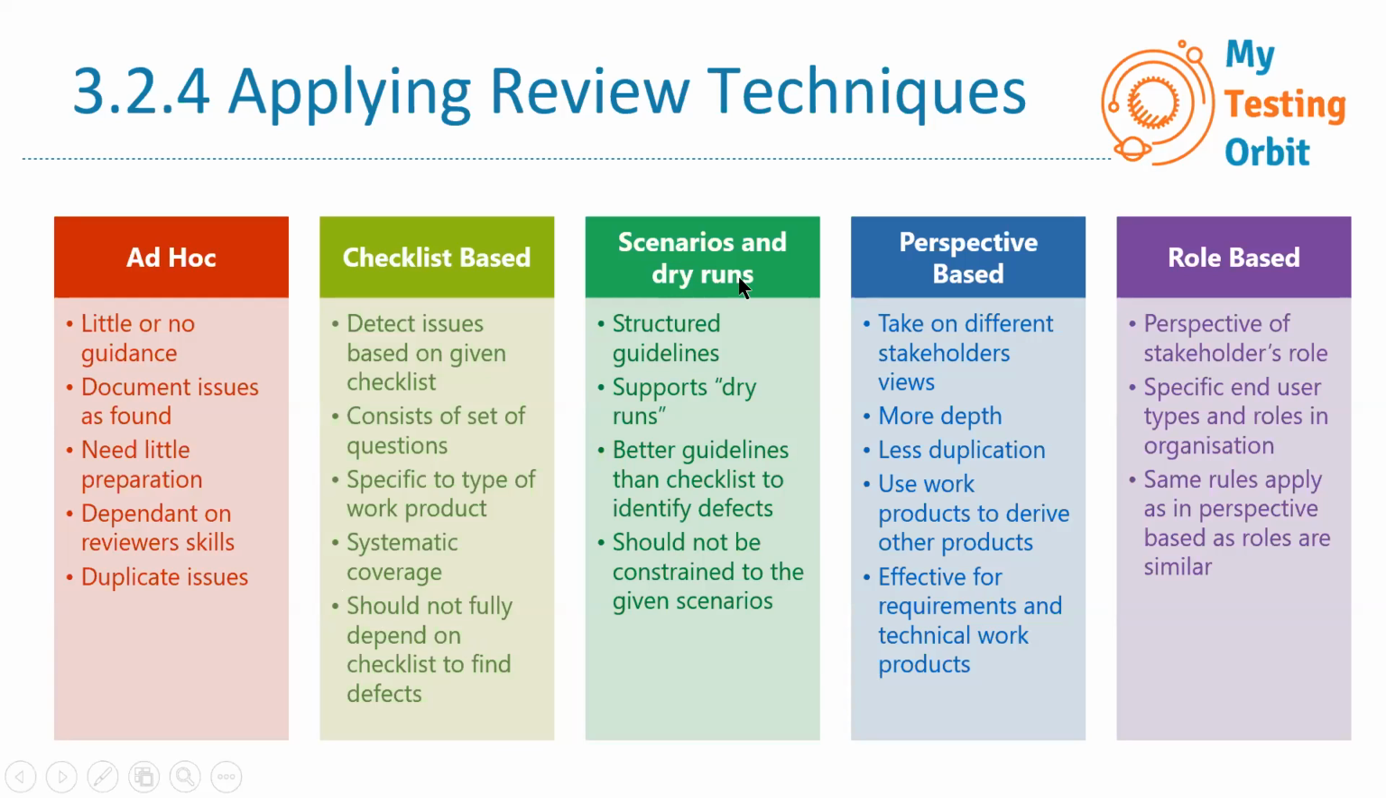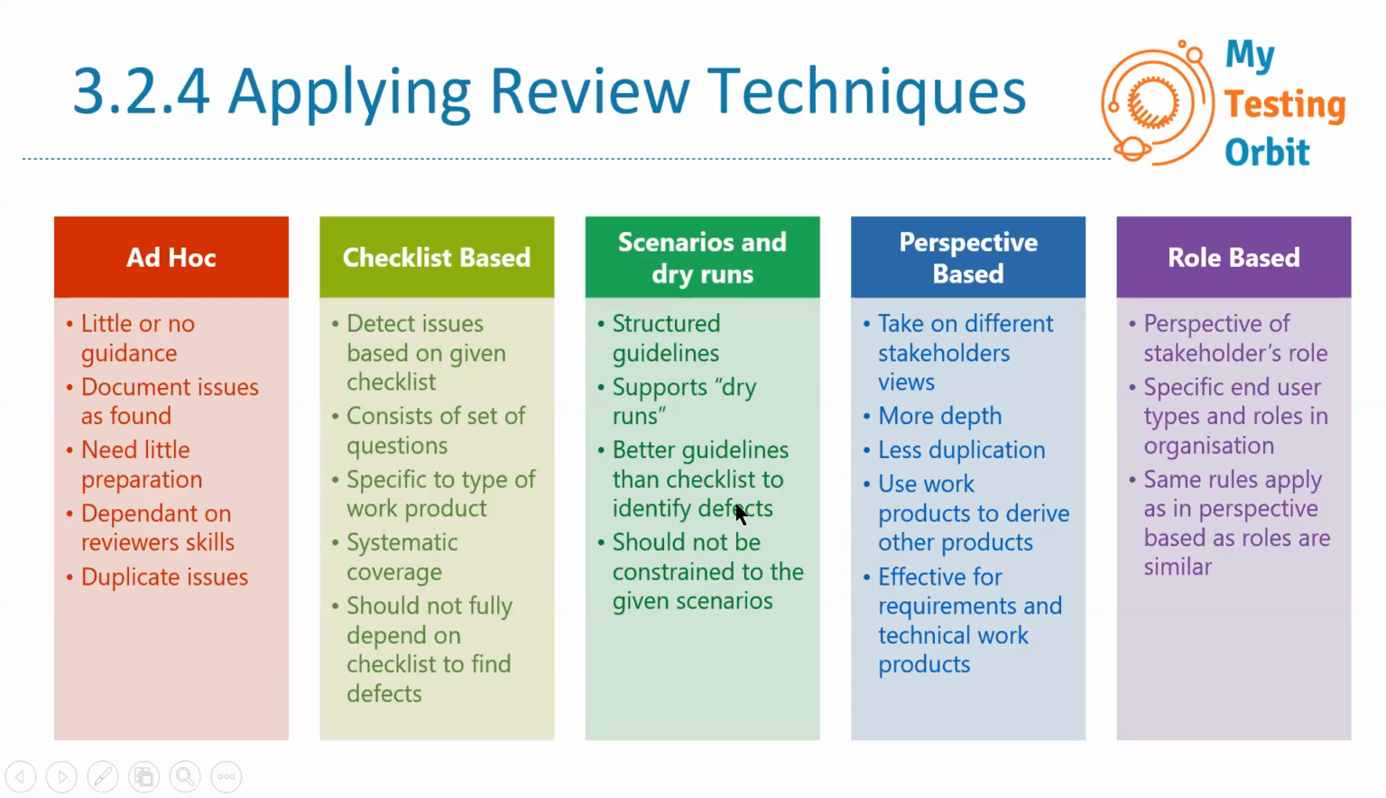The next one is scenarios and dry runs. Whenever we are going through scenarios or dry runs, it means that we have a proper work product, like maybe code or a flow diagram. We have some structured guidelines which support dry runs. If we are going through a piece of code, then we have a coding standard, let's say, in place, and we have some guidelines in that. So we know which coding practices we need to make sure are in place when the code is reviewed.